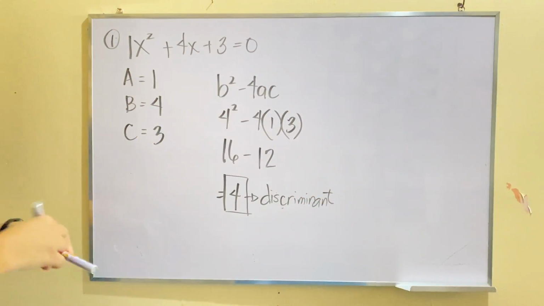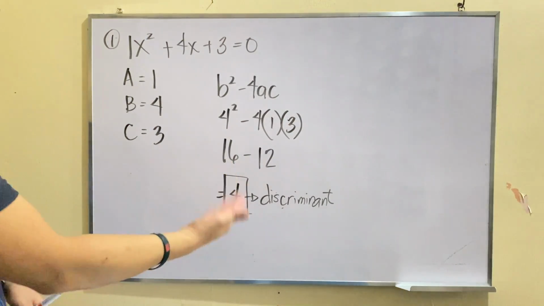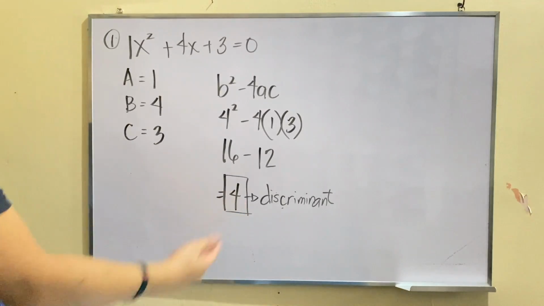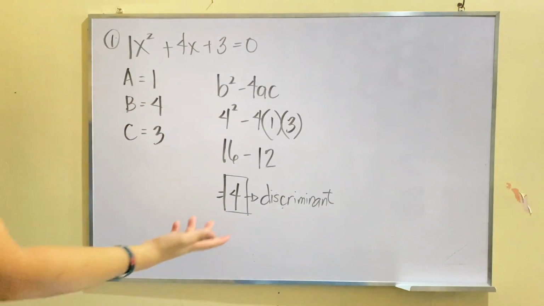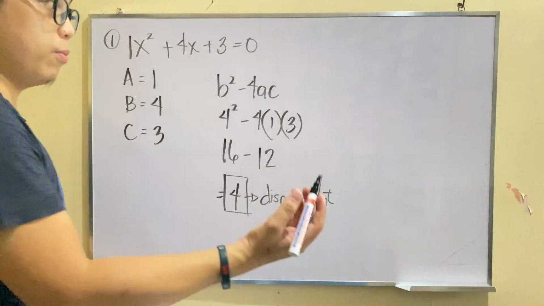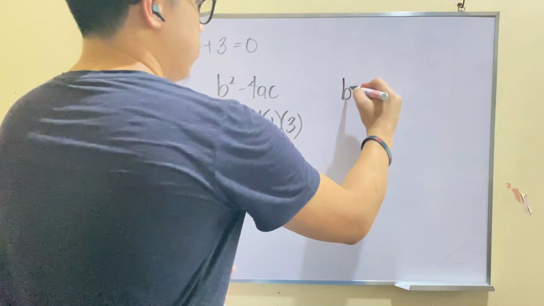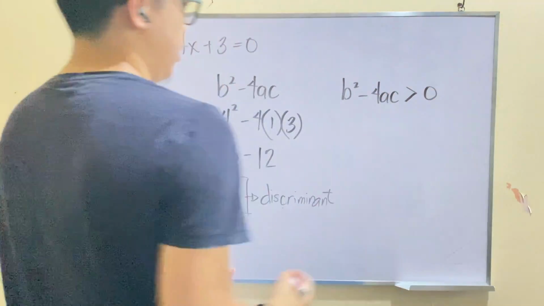Okay. Out of the 3 conditions na sinabi ko kanina, saan siya pumapatak? Does the discriminant equal to 0? Is it greater than 0? Or is it less than 0? So, alam natin na ang 4 is greater than 0. So, dito siya pumapatak sa condition na ito. B squared minus 4ac is greater than 0.